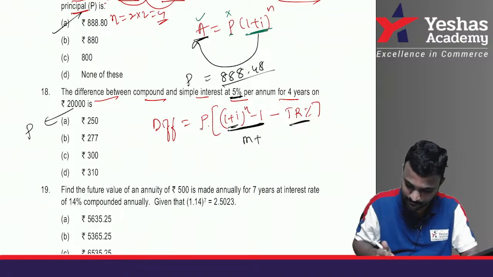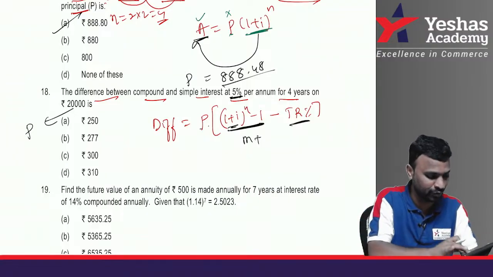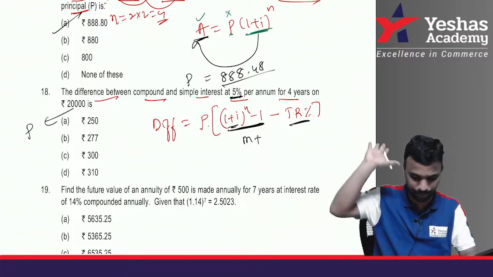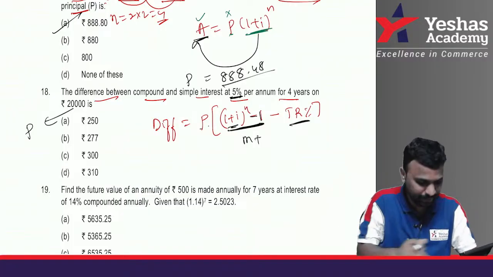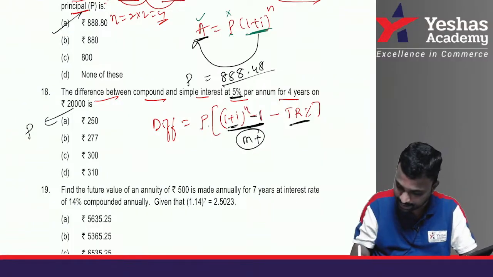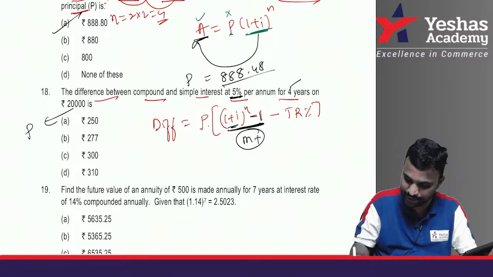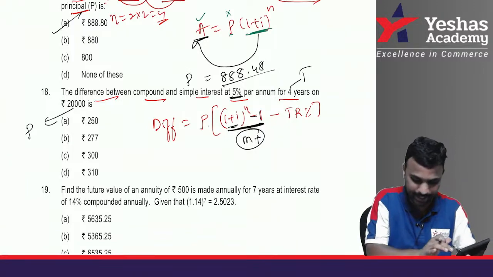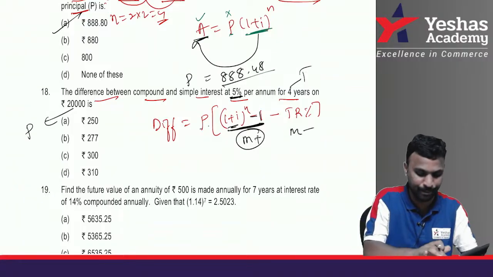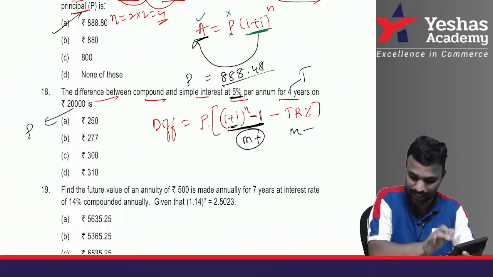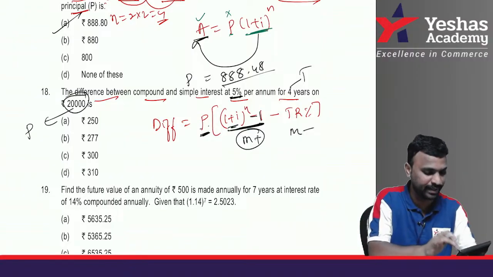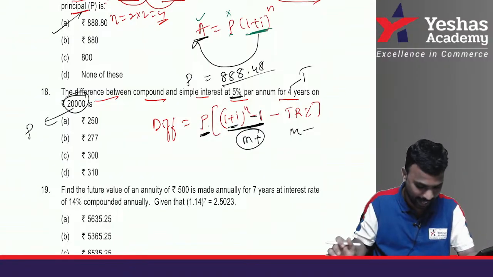Raise the power to how much? 4 years. How do you raise the power to 4? 1.05, press into, keep on pressing equal until the counter number is 5. Do minus 1. Then store this value by pressing M plus. Next, T into R percentage. T is 4 years. Into R is 5, press a percentage, then store it by pressing what? M minus, then MRC, multiply that with the principal. Press into, principal is how much? 20,000. And the result is how much?